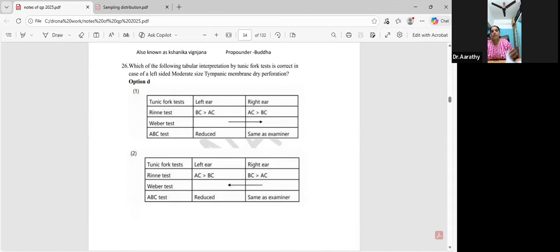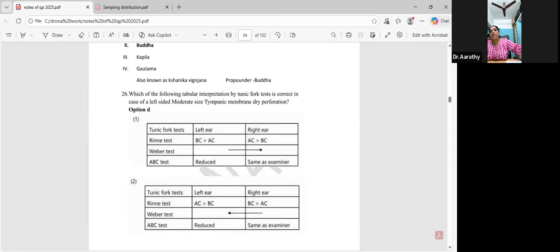The 26th question is actually very easy, but at that point of time during the exam, it would be very tiresome to understand this question. So let's break it up and learn it. Which of the following tabular interpretation by tuning fork tests is correct in case of a left-sided moderate-sized tympanic membrane perforation? So to start with, tympanic membrane perforation leads to deafness. I hope you all know that.